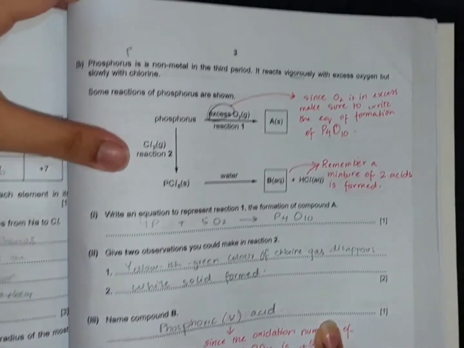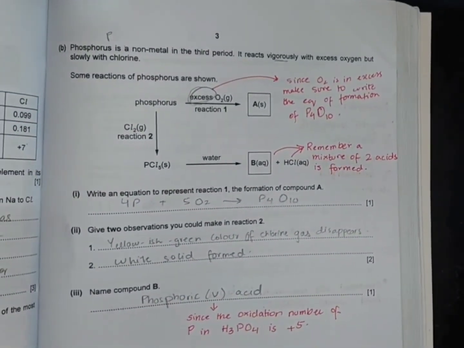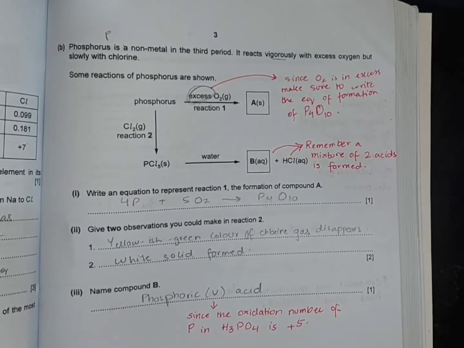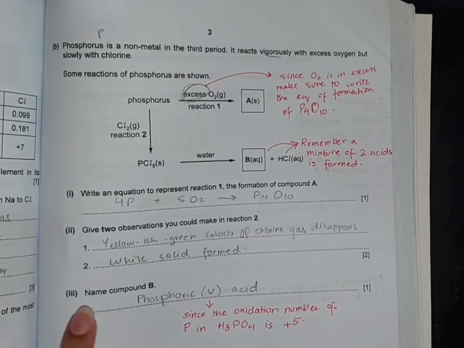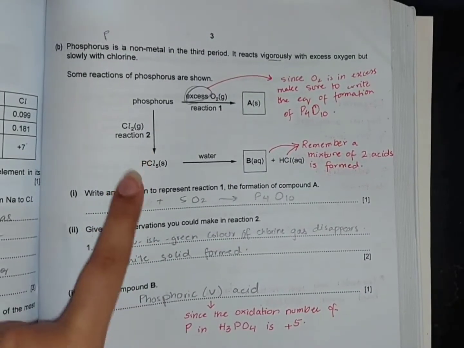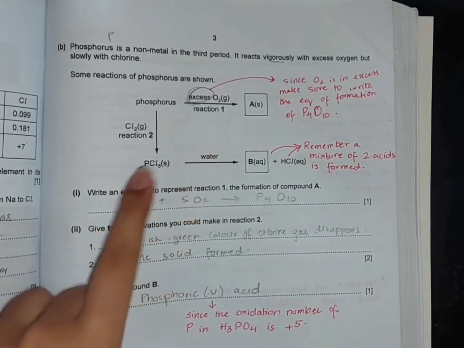Moving on, phosphorus is a non-metal in the third period. It reacts vigorously with excess oxygen but slowly with chlorine. Some reactions of phosphorus are shown. So you can see phosphorus reaction with chlorine and then in excess oxygen.